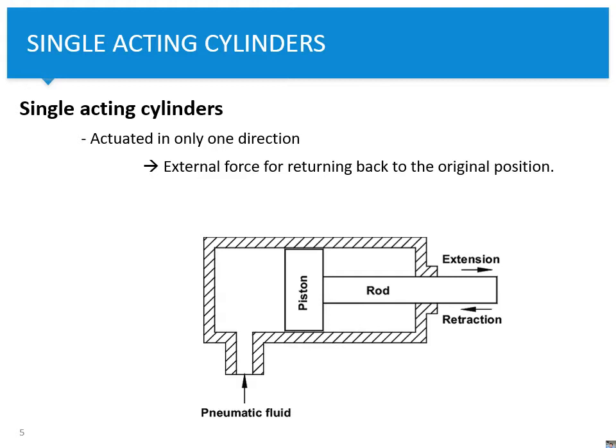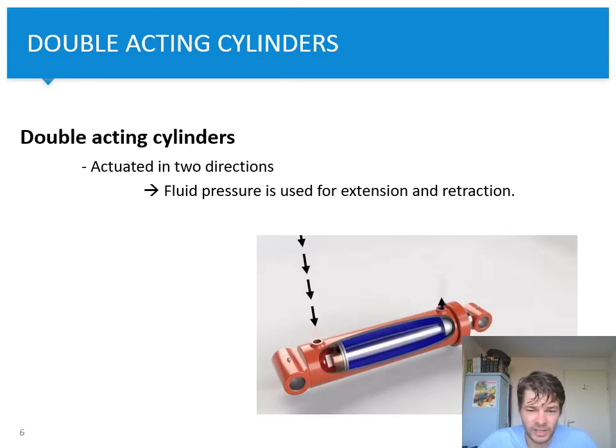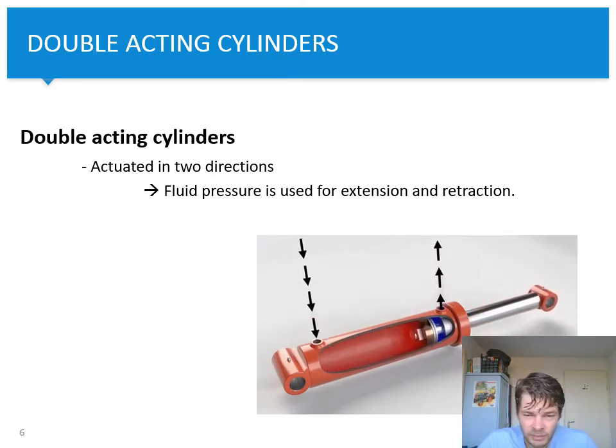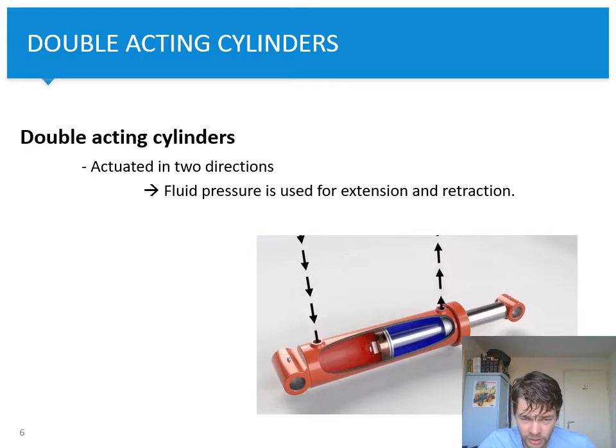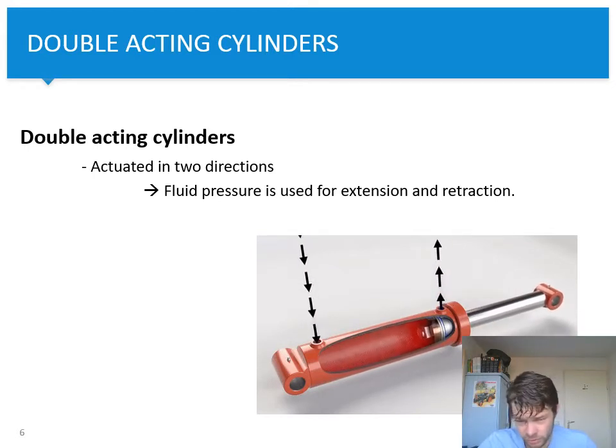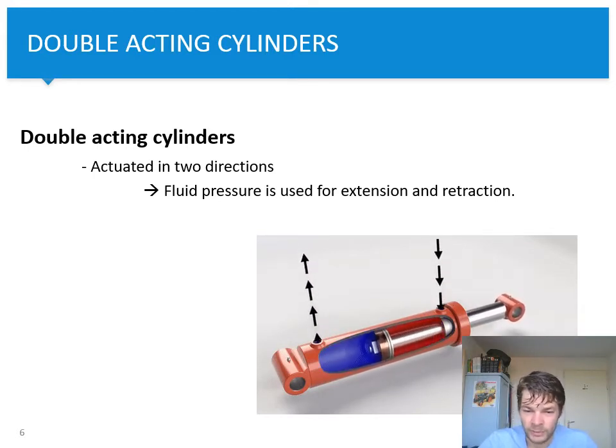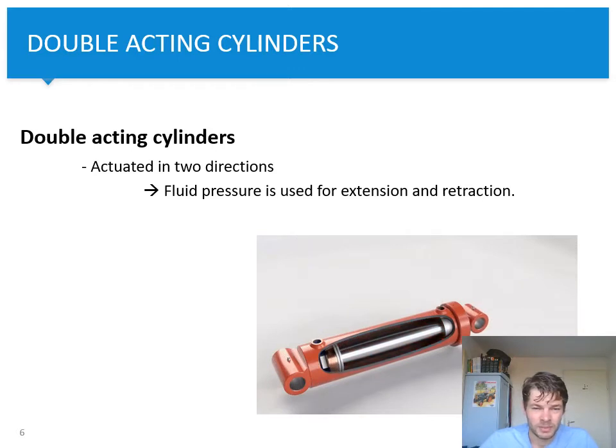So that's a single acting cylinder. So it only has one actuated side of the cylinder. And we have the double acting cylinders. Like you can see over here is an animation. The fluid pressure is used for both extension and retraction, and that's convenient when you have, for instance, a horizontal movement, or when you need to actuate a process in two directions.